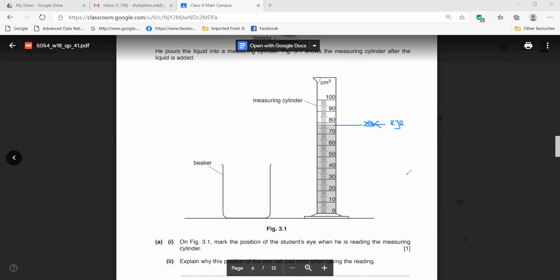How are we drawing the eye? It is perpendicular to the measuring cylinder, at the level of the lower meniscus, the one Shafkat said. Okay, it is water. So water has a lower meniscus and an upper meniscus when it is in touch with the glass, and the lower meniscus covers most of the part of the liquid. That's why we will take the lower meniscus. Is it clear? Yes sir. Okay, now we'll continue to the next part. So you should draw it and label the position of the eye.